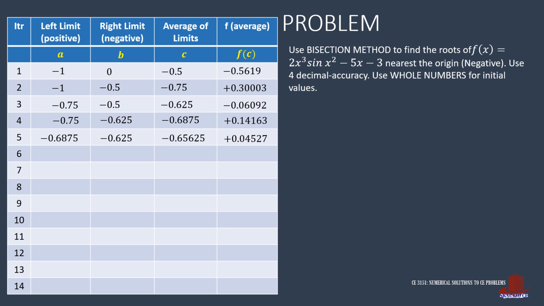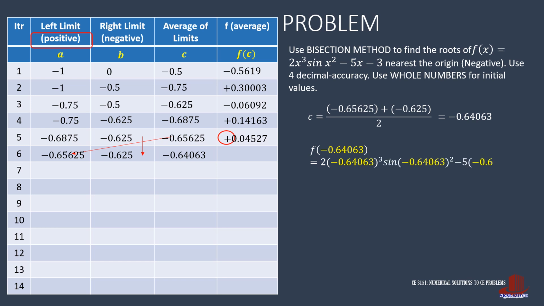Keep on completing the next iteration, as the accuracy hasn't progressed yet. Positive f of c means that c replaces a and b remains the same at -0.625. With a and b already identified, take their midpoint with half of -0.65625 plus -0.625, giving -0.640063. Use this value in the function and arrive at -0.00667. Finally, we are at double decimal accuracy.